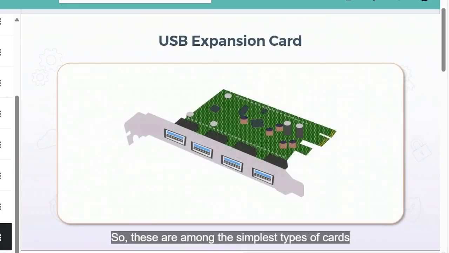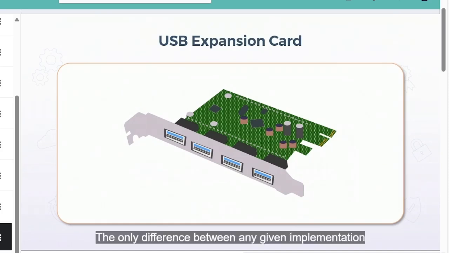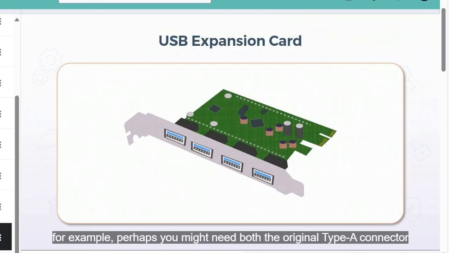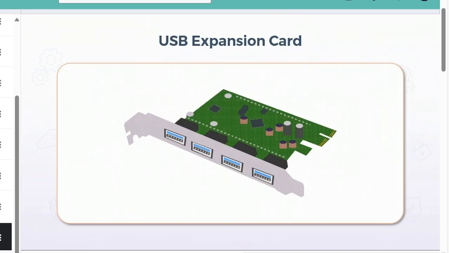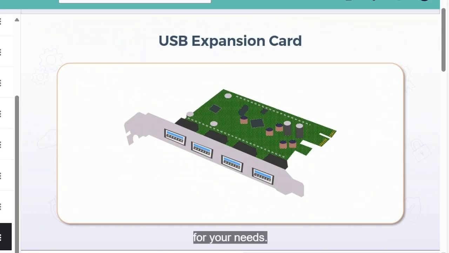So these are among the simplest types of cards in terms of physical configuration. You just install the card into one of your available slots, and there's nothing more than additional USB ports along its connector panel. The only difference between any given implementation might be the physical connector type you need. For example, perhaps you might need both the original Type A connector and the newer Type C, and possibly the total number of connectors overall, but that would simply be a matter of choosing the correct card for your needs.